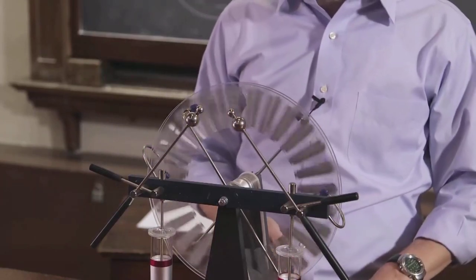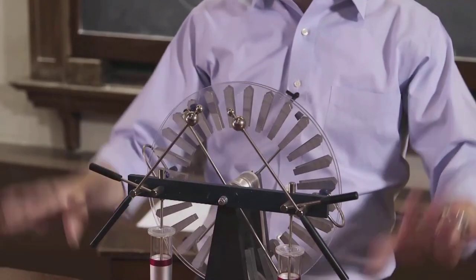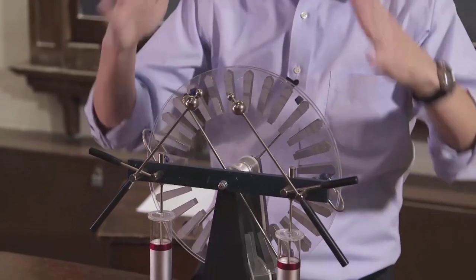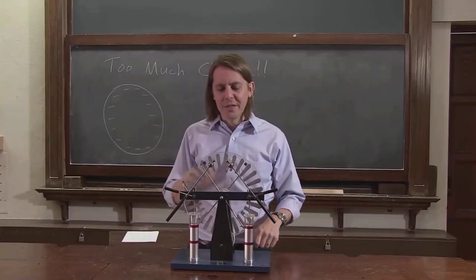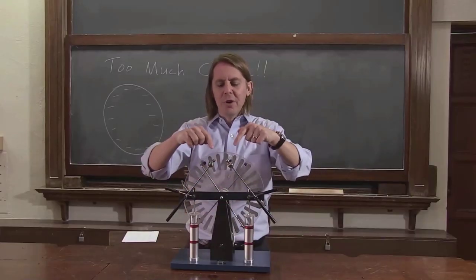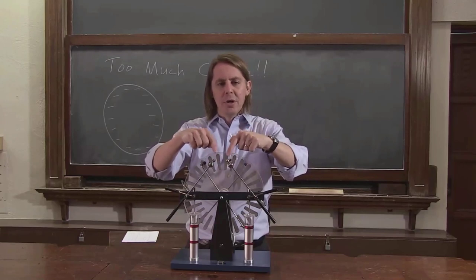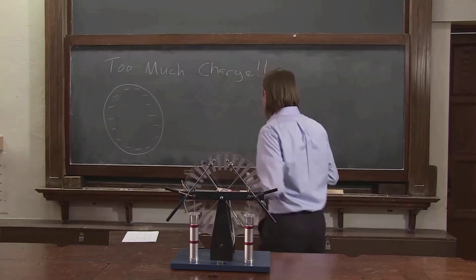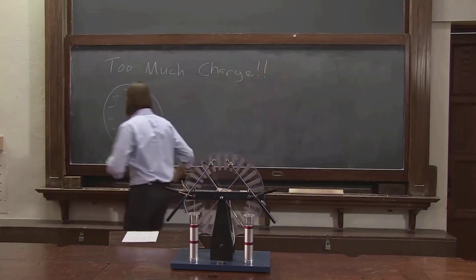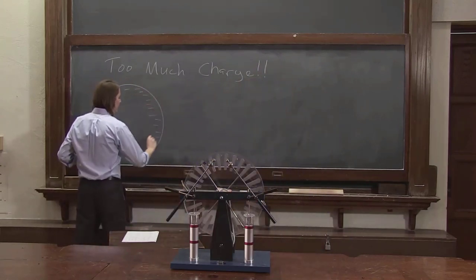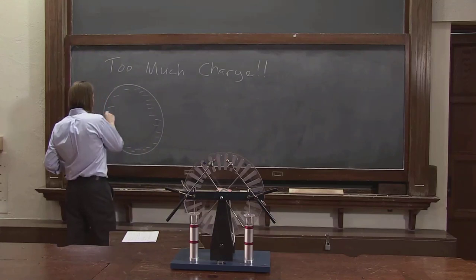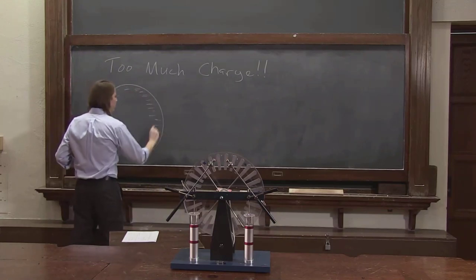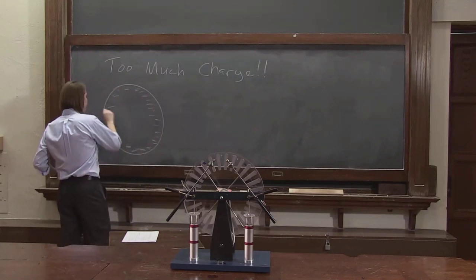You have two counter-rotating wheels, and there's capacitors in here. We're going to get into the details of exactly how it works. But the point is, when you spin it, it takes that mechanical energy and builds up charge on these two probes here. So one is positive and one is negative. So we have a way to put a huge amount of charge on a surface. So let's think then, what's eventually going to happen as we add more and more charge?